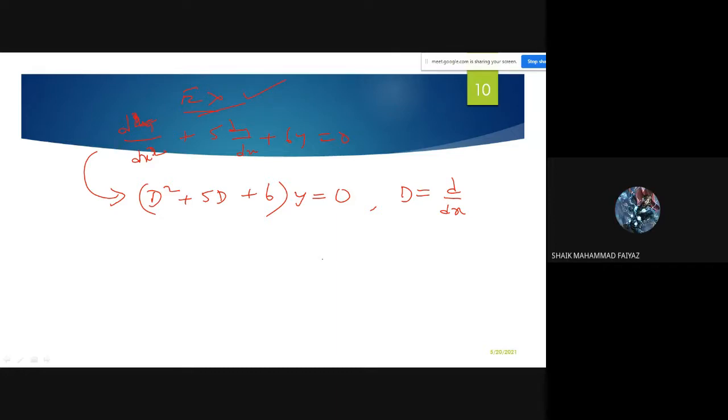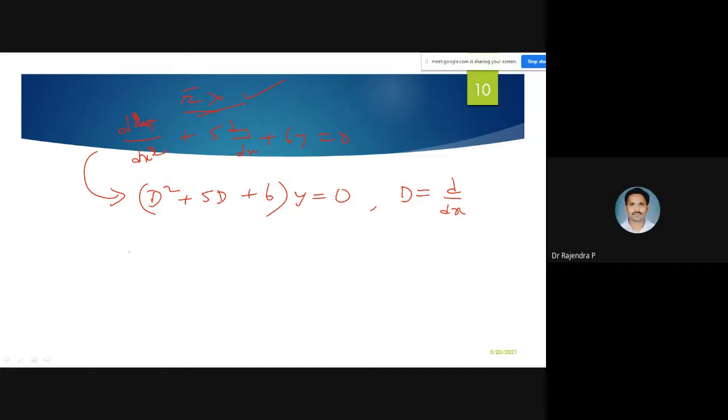What is your initial step? Replace these with capital D's to make it a simple form. So d square plus 5d plus 6, with y as a common factor, is equal to 0. Here, D stands for d by dx. I hope you understood how I wrote from here to here. I'm taking one example to explain to you. Is it clear?